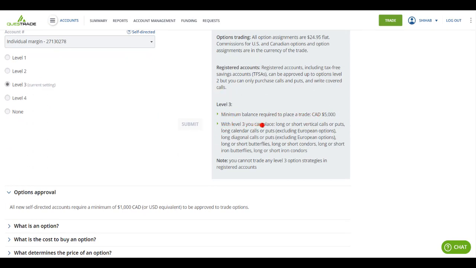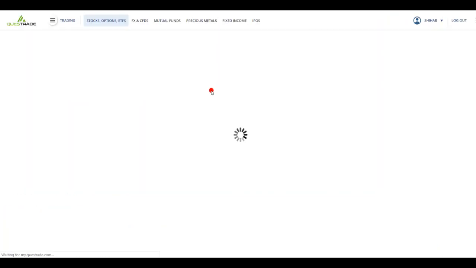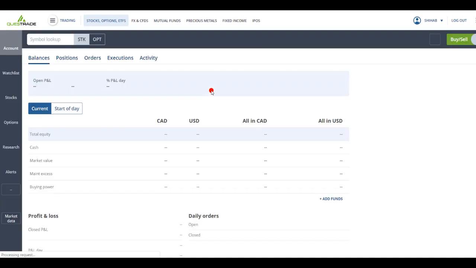So with level 3, with Questrade, you could do all these strategies here. Registered accounts have a maximum of level 2 options, where you cannot do all these strategies, but you could do covered calls in registered accounts. But even if you have a margin account, it doesn't automatically mean you could do these strategies. You need to get level 3, which is very simple. You just have to choose it, fill out a form, and send it back to them. So that's the first step to trading put credit spreads with Questrade in a margin account.